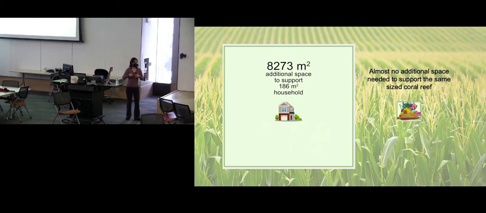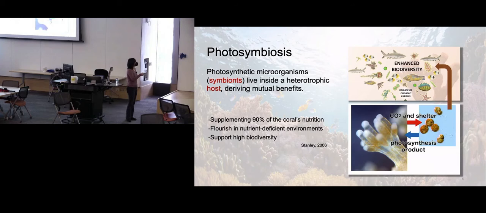Right, so they form this really interesting ecological relationship termed photosymbiosis. It usually involves the photosynthetic microorganism, or the symbionts, living inside the heterotrophic host. So it's a mutualism where the symbionts perform all the photosynthesis, giving organic carbon or sugar to the host, and then the host in return gives back shelter, and they basically fertilize the symbionts, giving them nitrogen and phosphorus, other inorganic nutrients. Right, so this relationship supplements about 90% of the coral's nutritional needs, and that's why they can survive in these very nutrient-poor environments in the open ocean.